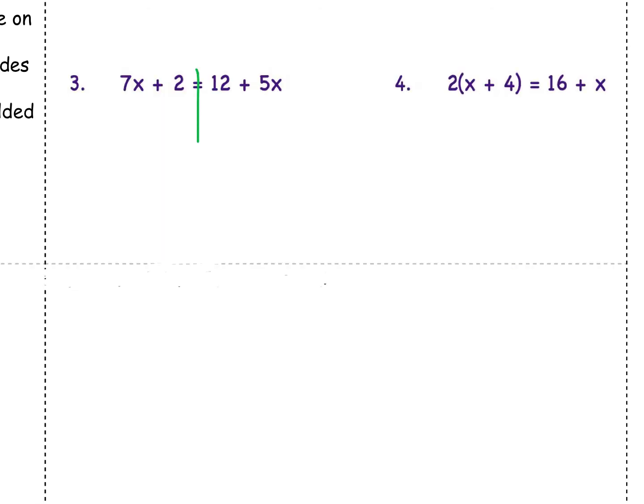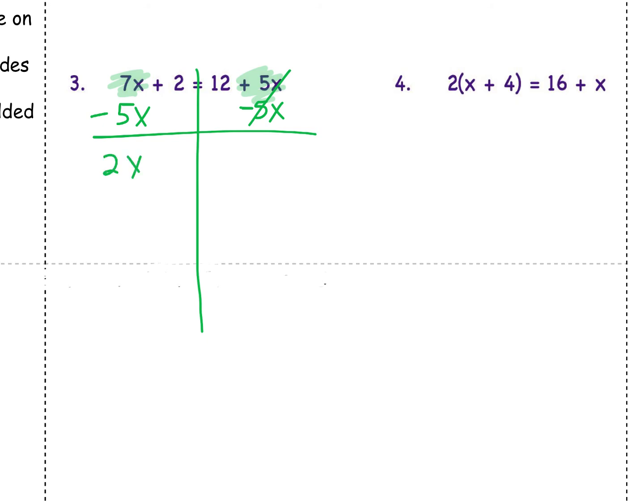Next on your paper, draw the line. Distributive property, don't have. Combine like terms, don't have. So look at our variables. We have a 7x and a 5x. 5 is smaller, so that's what I'm going to move. Instead of adding 5, we'll just subtract 5 to get it to the other side.